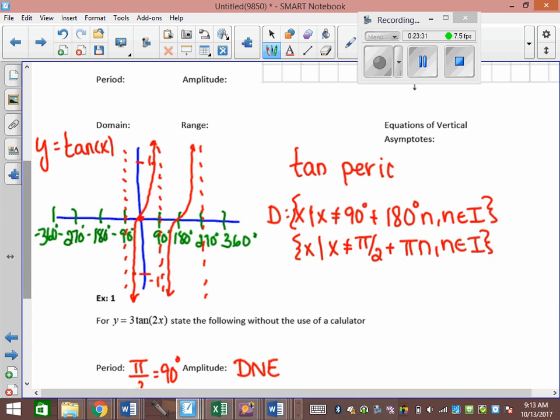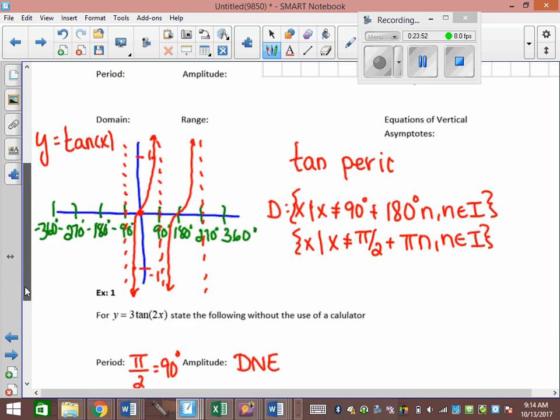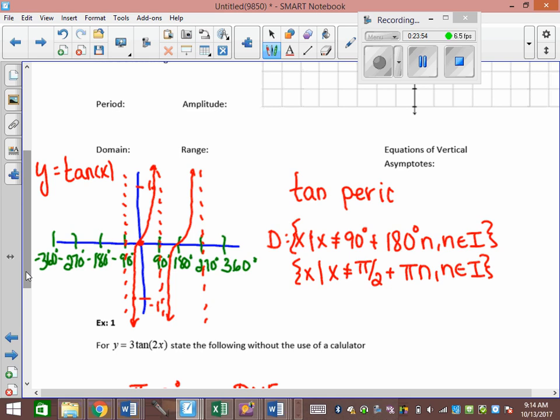So if it asked you where your asymptotes were, what would change between that and the domain? It would be equal to. The asymptotes would equal that. The domain does not equal that. The asymptotes do equal that. Okay? What's the range on this baby? Infinite. Keeps going on forever and ever, up and down, right? There's no amplitude, so what would the range be? y ∈ R.